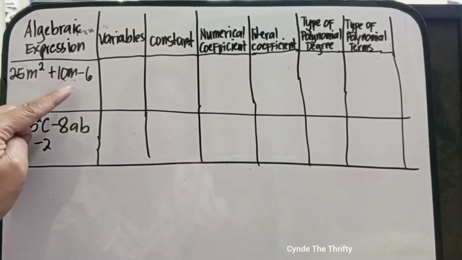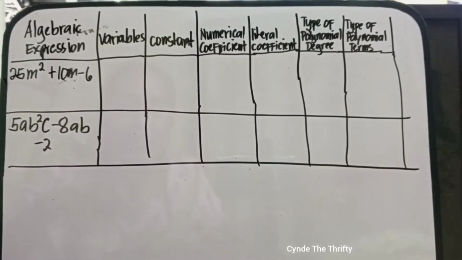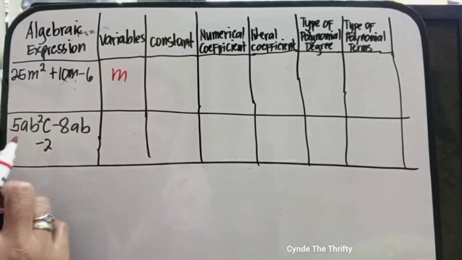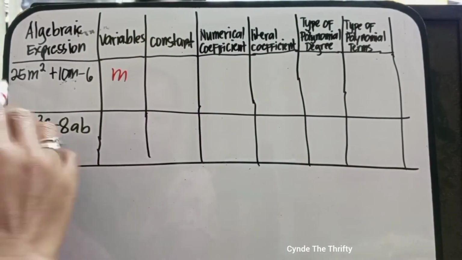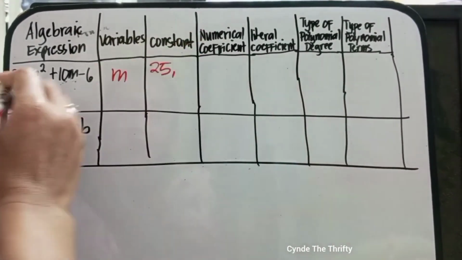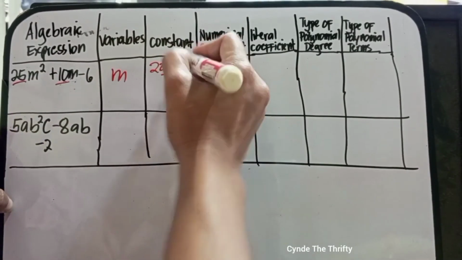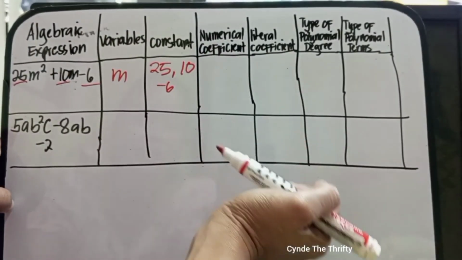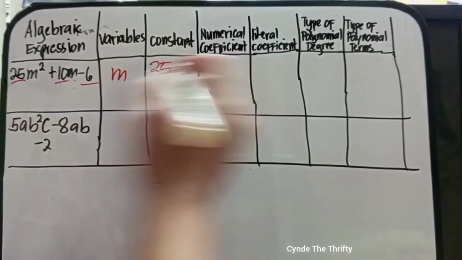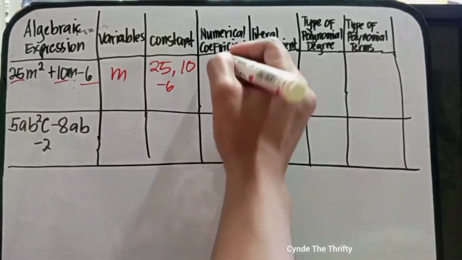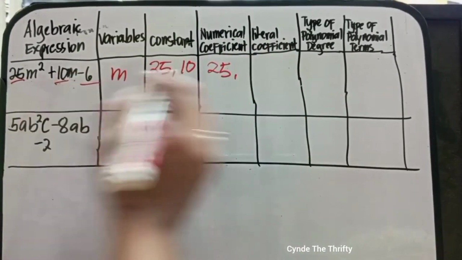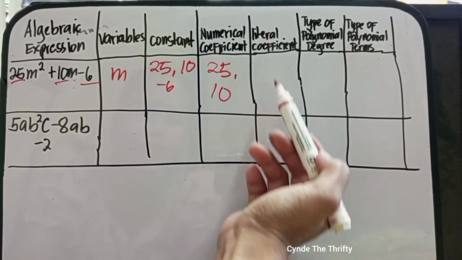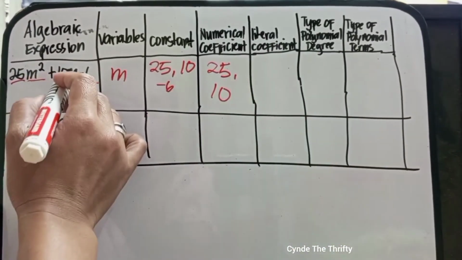So, ano yung ating variables dito? Ang variables natin is yung mga letters. So, meron tayong letter m. And then constant. Ano yung constant natin? Again, ang constant is yung mga numbers. So, meron tayong 25, okay, 25, 10, and negative 6. Next, numerical coefficient. So, ano yung numerical coefficient natin? Numerical coefficient is yung kasama ng ating mga variables. So, we have 25 and 10. Literal coefficient. Ang literal coefficient, again, is yung ating variables kasama ang kanyang exponent. So, meron tayong m squared and m.